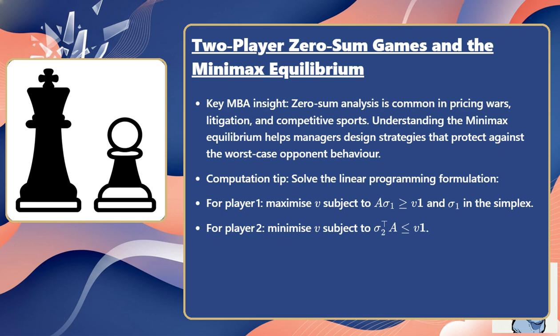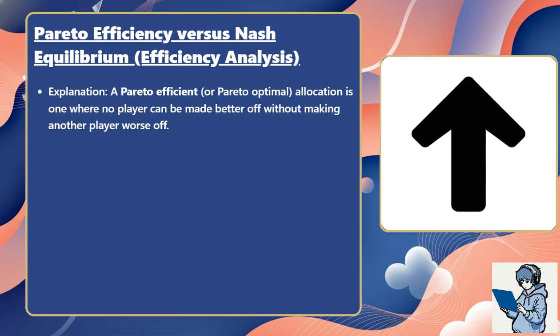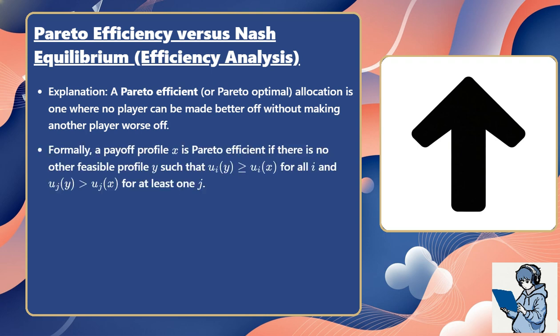Explanation: a Pareto efficient, also called Pareto optimal, allocation is one where no player can be made better off without making another player worse off. Formally, a payoff profile X is Pareto efficient if there is no other feasible profile Y such that U_i of Y is greater than or equal to U_i of X for all i, and U_j of Y is greater than U_j of X for at least one j.